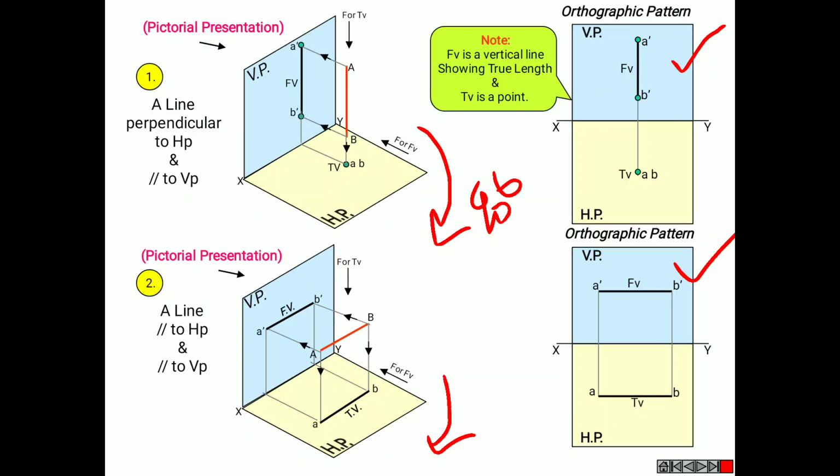So these are the orthographic projections. Now we will move on to the next slide. You can observe here from the note that the front view and top view are both parallel to XY and both are shown with the true length. Here it is the true length.